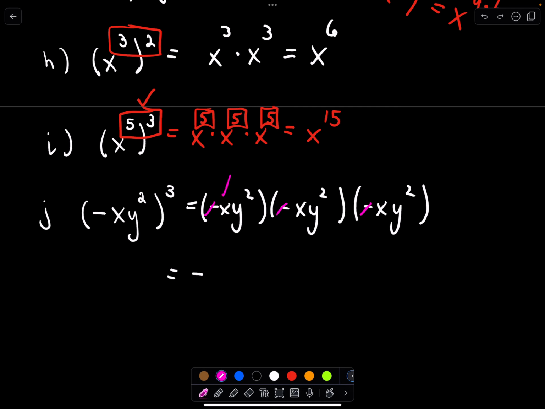Okay, I see like bases. I've got x to the 1st, x to the 1st, x to the 1st. If I add those exponents, I would have x to the 1 plus 1 plus 1, or x to the 3rd. And last but not least, I would have y to the 2nd times y to the 2nd times y to the 2nd. If I multiply those like bases, I would have y raised to the power of 2 plus 2 plus 2, or lastly, we would get y to the power of 6.